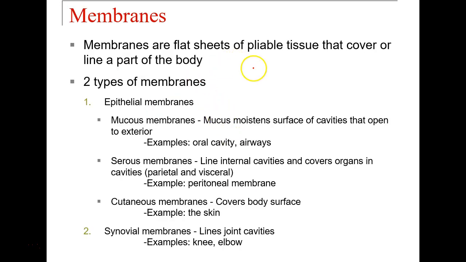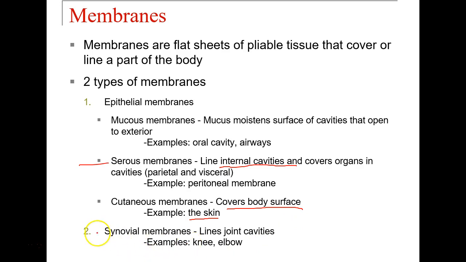All right, so membranes in the body. These are flat sheets of pliable tissue, and they're going to be covering body parts. So epithelial membranes. We've got three different types of epithelial membranes. We've got mucous, serous, and cutaneous. We have spoken about serous already. But mucous membranes, the mucus is going to help moisten surfaces of cavities. So think of your oral cavity, your airways. This is where we're going to see these. Serous membrane, on the other hand, lines the internal cavities, such as the abdominal cavity, the thoracic cavity. Cutaneous membrane, this is the skin. We are covering the body surface with the cutaneous membrane, plain and simple.